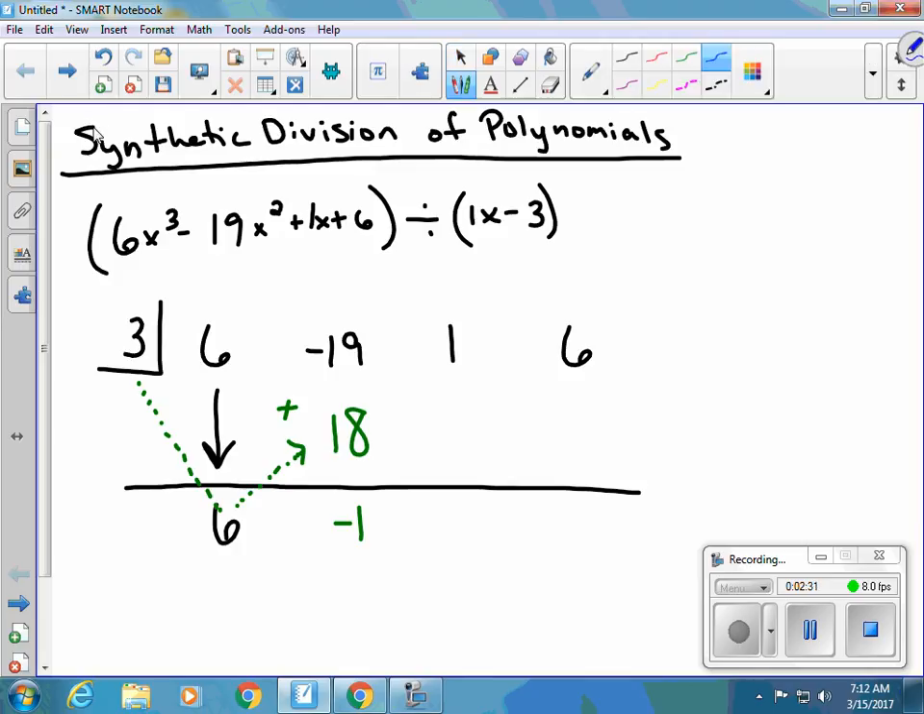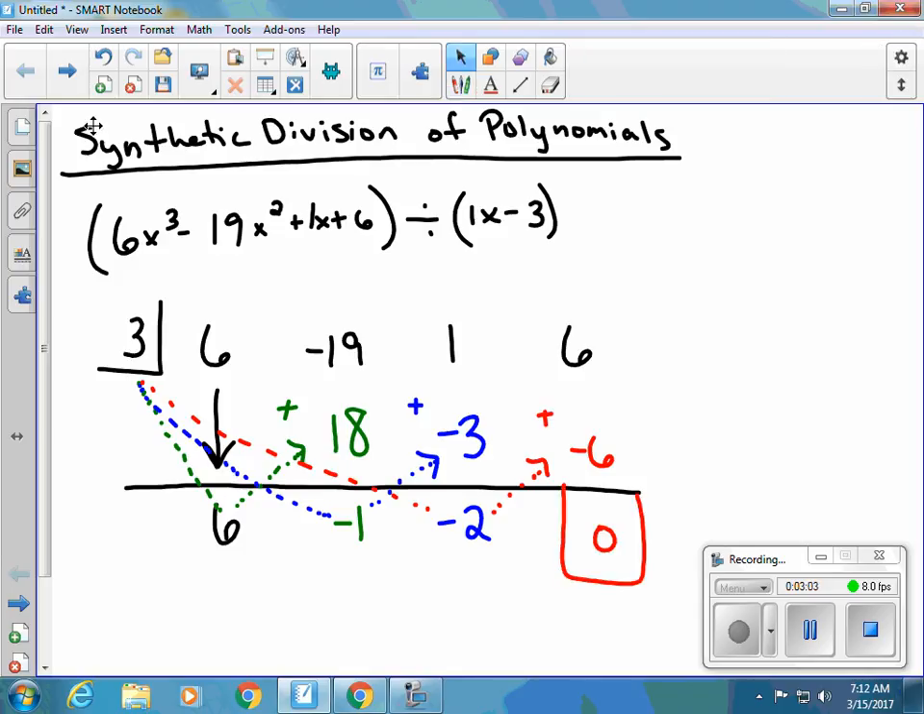So now I do the same thing. I just keep repeating this pattern. So now I've got 3 times negative 1 here to give me negative 3. I add those together. 1 plus negative 3 gives me negative 2. Again, I repeat this pattern. 3 times negative 2 gives me negative 6. I add these and I'm left with remainder 0.